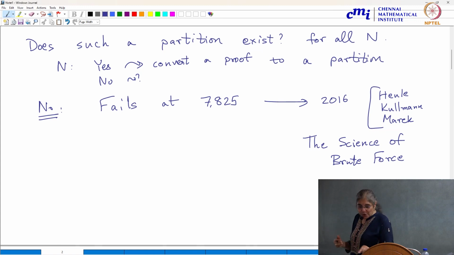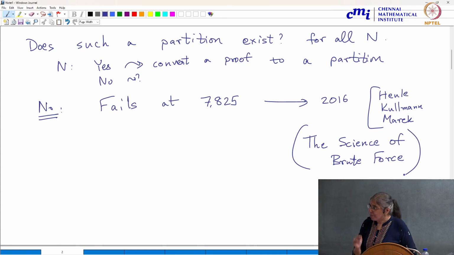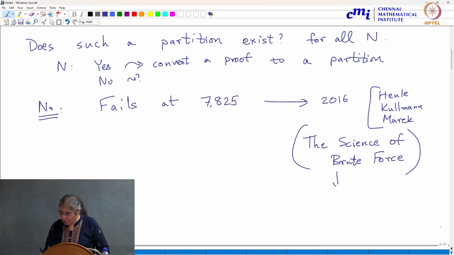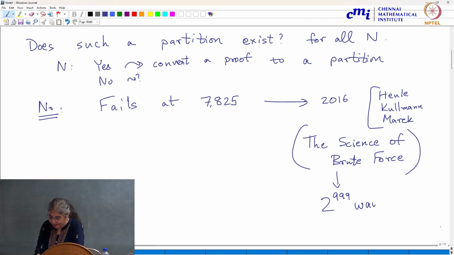So they call this the science of brute force, but you stop for a moment and you think, what do they mean by brute force? What is the first thing that would come to your mind when you think of brute force? Even at 1,000, forget at 7,000, at 1,000, brute force would suggest to you 2 raised to 999 ways of partitioning, right?